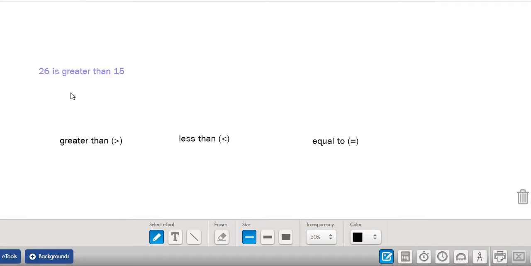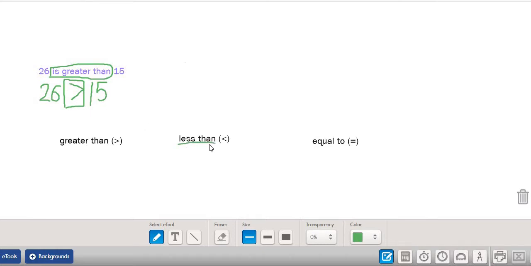In the last lesson, you have learned that 26 is greater than 15. But we can write this using symbols. We can write it as 26 > 15. So we don't have to write these words to compare numbers. If we write the symbol, we know that 26 is greater than 15. Note that the opening of this sign is toward the greater number. So 26 is greater than 15.